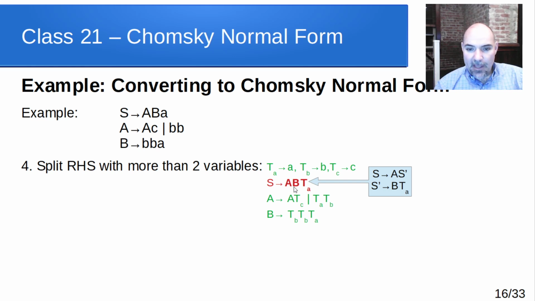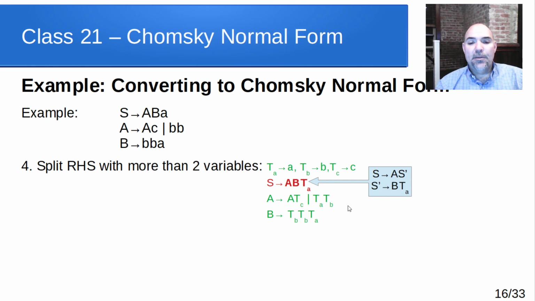We make the A, and then we put a variable that's going to now represent these two things that came after that A. So S prime is B, T sub A. And now we have a variable on the left, two variables on the right. S prime, variable on the left, two variables on the right. So now that we've divided that, we have something that's in Chomsky normal form for that one.